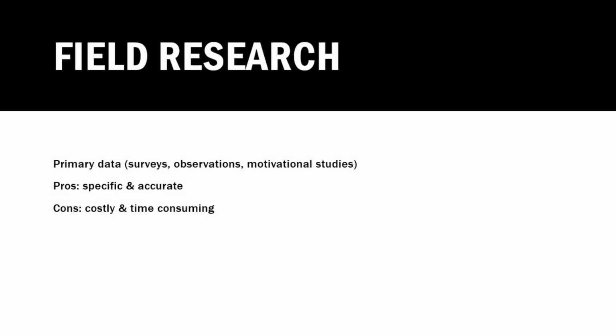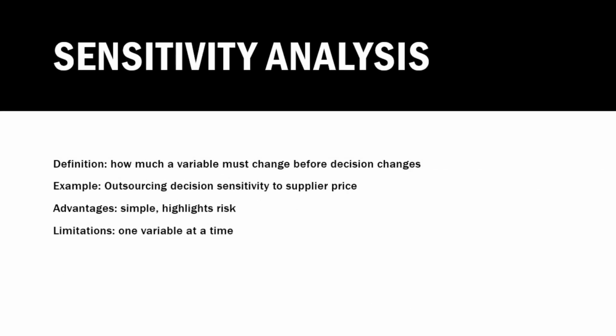Now let us move to analytical techniques. Sensitivity analysis asks how much a variable needs to change before our decision changes. For example, if outsourcing is only cheaper when the supplier price stays below a certain level, sensitivity analysis shows us that threshold. It is simple and highlights key risks, but it only looks at one variable at a time.